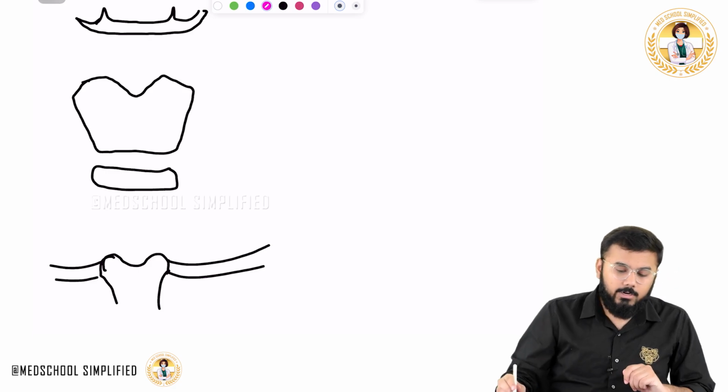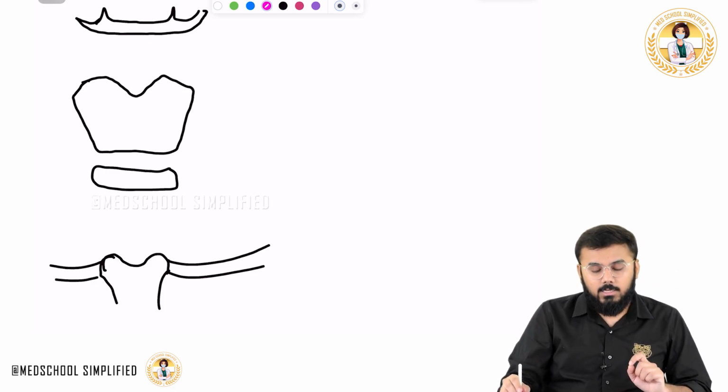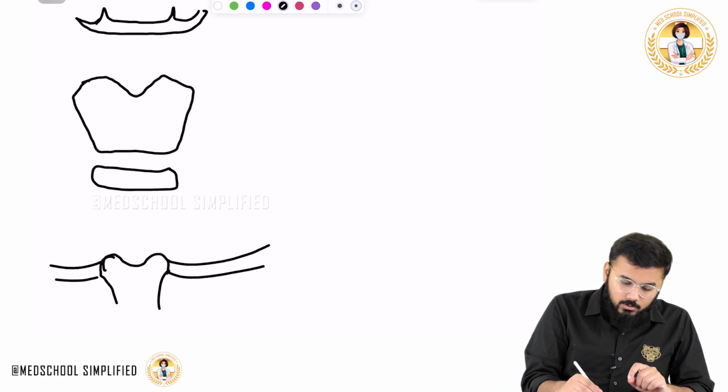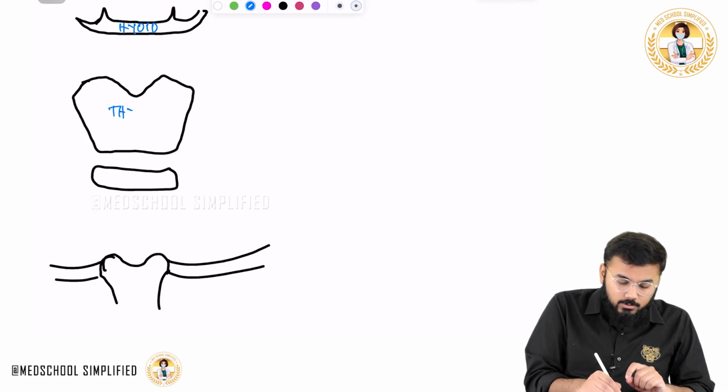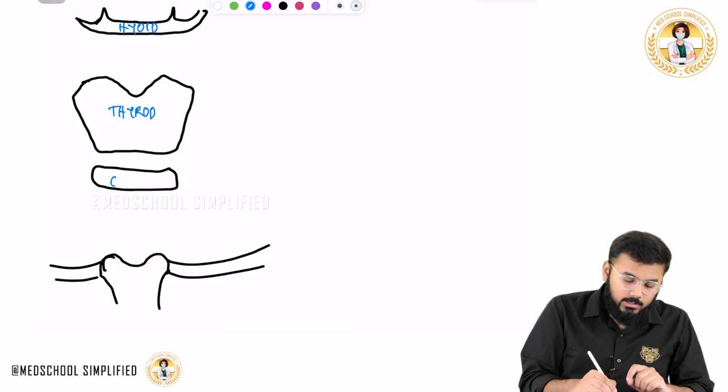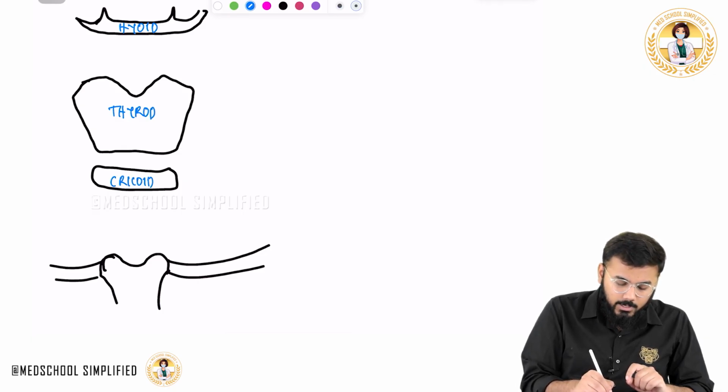Now, first important thing is, first of all, let me write down these things. So this particular part is your hyoid bone, and this is your thyroid cartilage, and this is your cricoid cartilage.